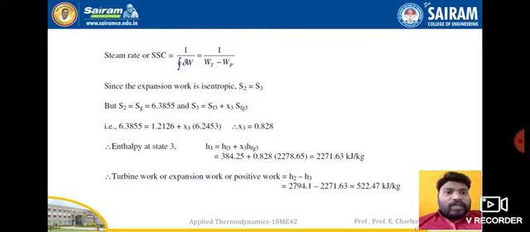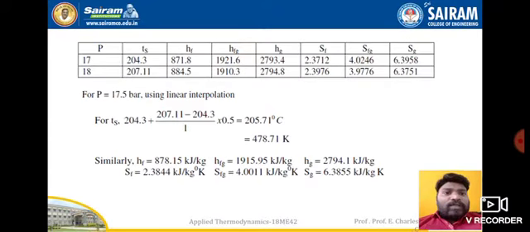So S2 is equal to S3. So then S2 is equal to Sg. Which value? S2 is equal to Sg, which is 6.3855. Where do we get this value? We get it in this tabular column. If you see 17 bar, the last and final value Sg is 6.3855. This value you have to put.